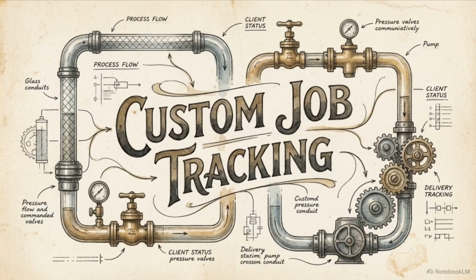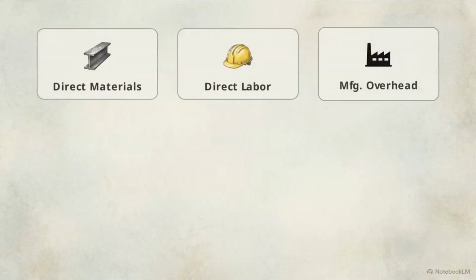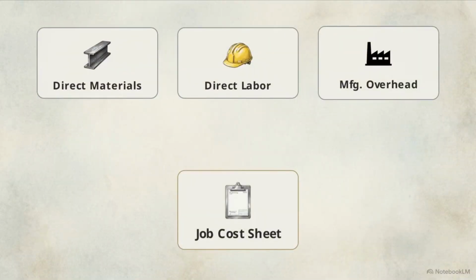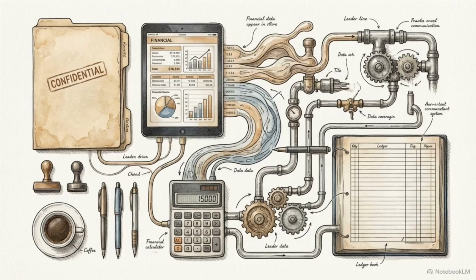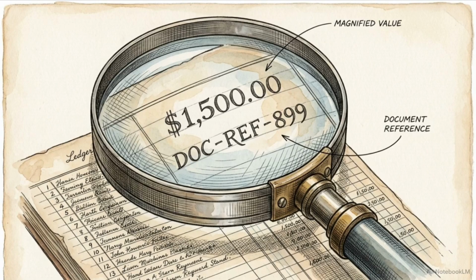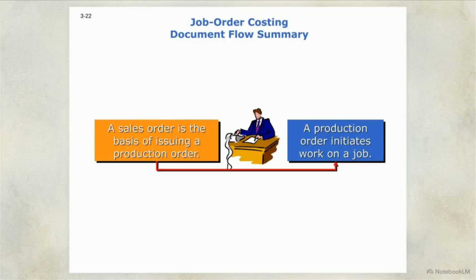Job order costing is the systematic framework used to track and assign material, labor, and overhead costs to distinct custom jobs. In this system, financial realities are strictly governed by physical or digital artifacts. Every dollar recorded in the general ledger must be initiated by a specific internal operational document. This diagram shows the beginning of that document flow.